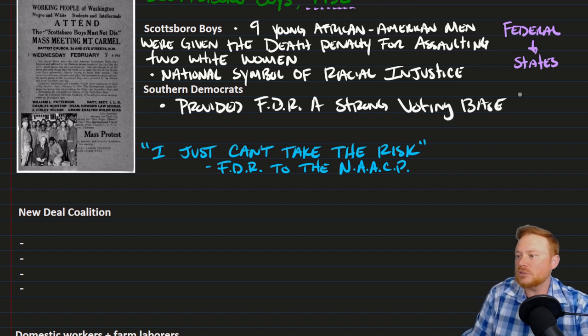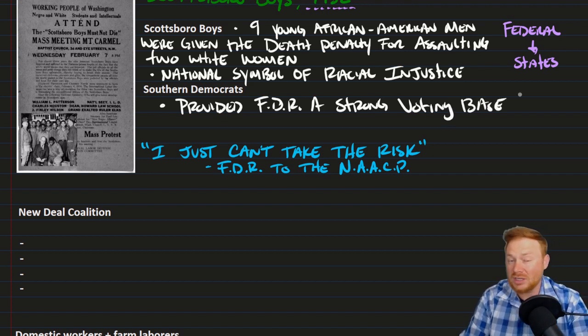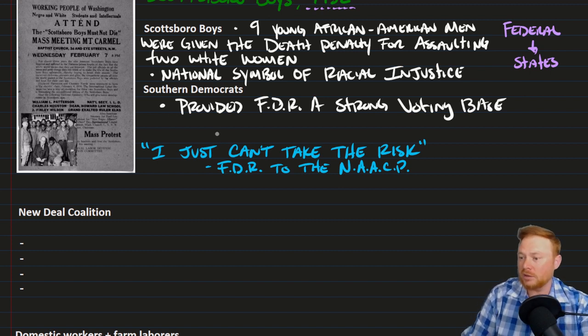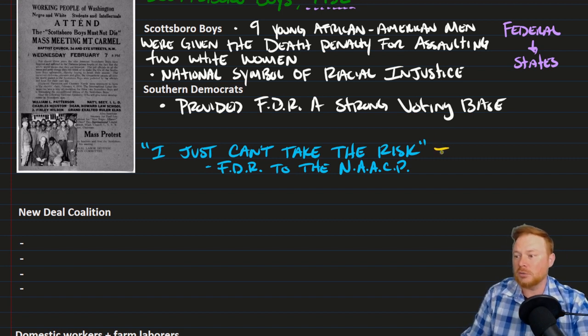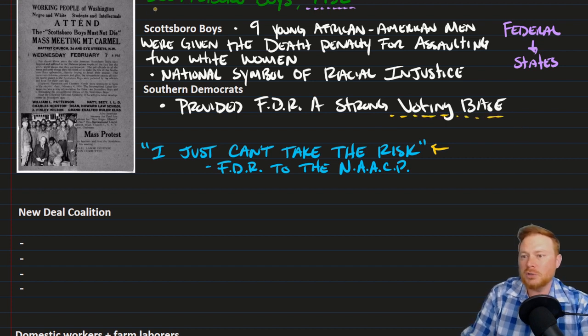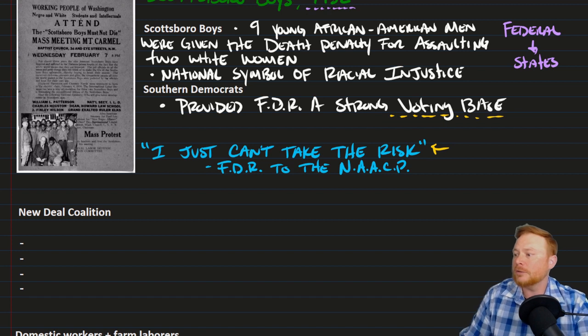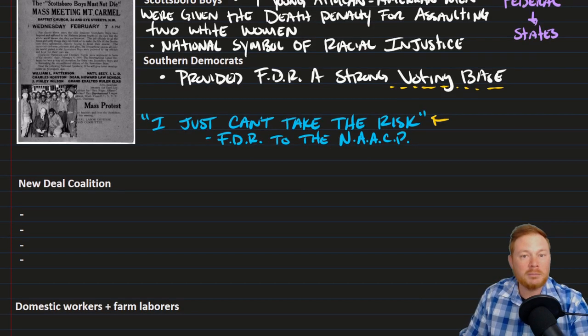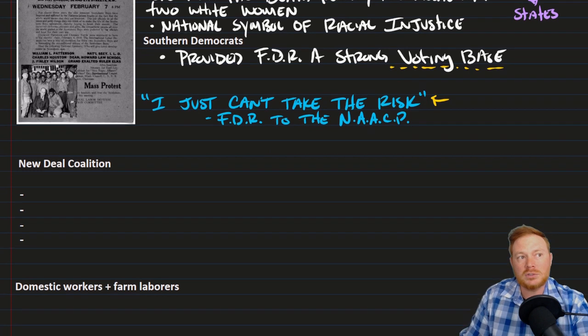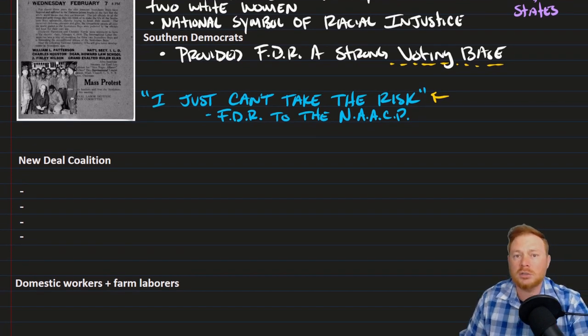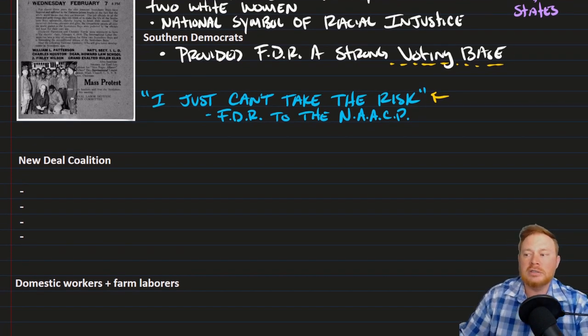And so when asked about passing something like an anti-lynching law or tackling poll taxes that disenfranchised African Americans in the South, Roosevelt more or less responded by saying, "Look, I just can't take the risk," and that risk was losing some of his voting base in the South. So the Southern Democrat remains part of Roosevelt's coalition during 1932 and 1936. So the South continues to vote Democrat. FDR doesn't really do anything to disrupt that apple cart.